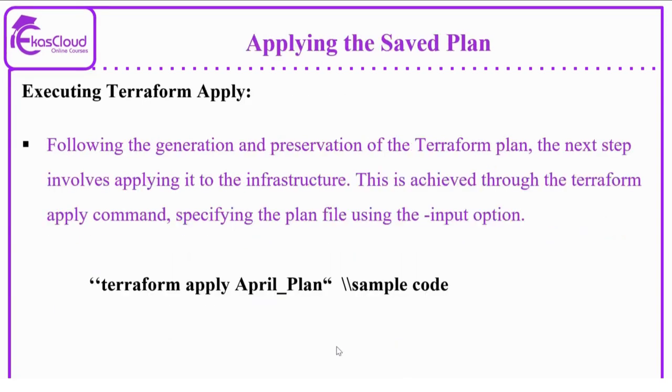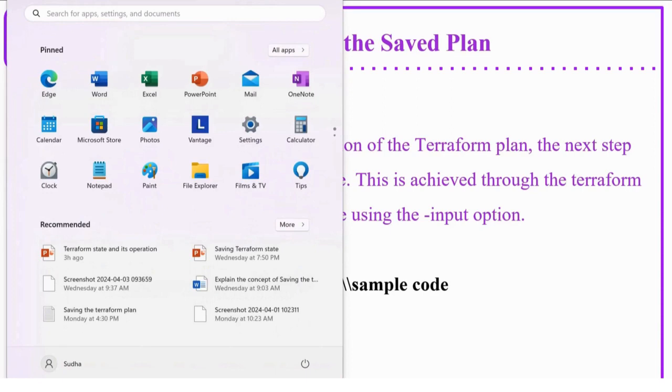Now I'm going to explain how to apply a saved plan. Executing terraform apply. Following the generation and preservation of the Terraform plan, the next step involves applying it to the infrastructure. This is achieved through the terraform apply command, specifying the plan file. You can find this syntax after creating the file.